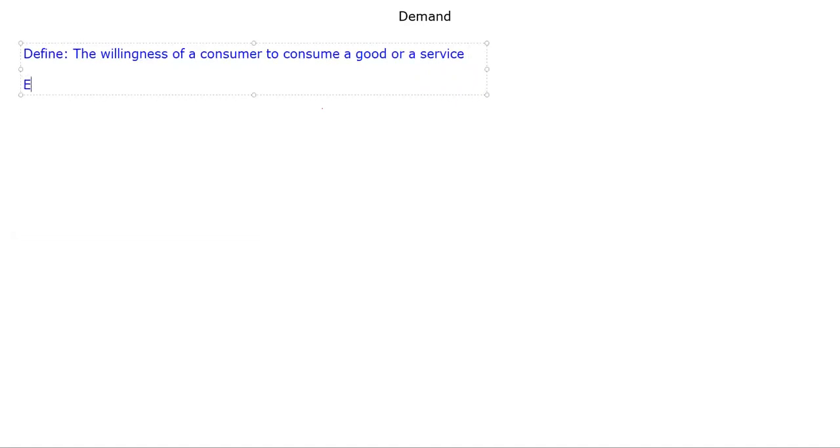And demand can be said to be effective. So effective demand would be when you have the willingness and the ability to consume the good or service. And by ability we normally mean sufficient income, but that's basically the idea over here.